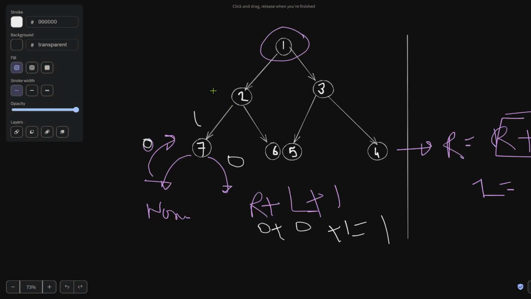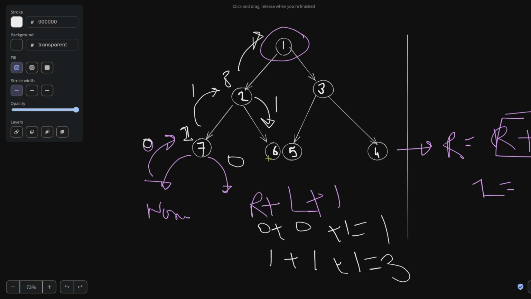We will do the same thing now. The 7 will return to this function, so 1. So here from the 6 node we will get 1, then right 1 plus left 1 plus 1, so it returned 3, so 3 will return to this node.